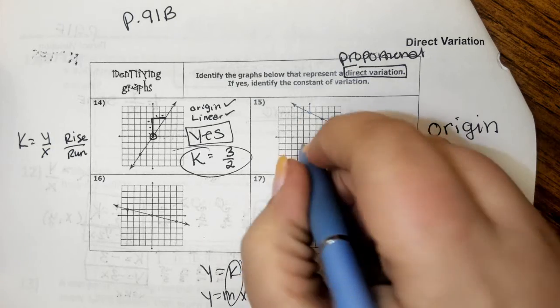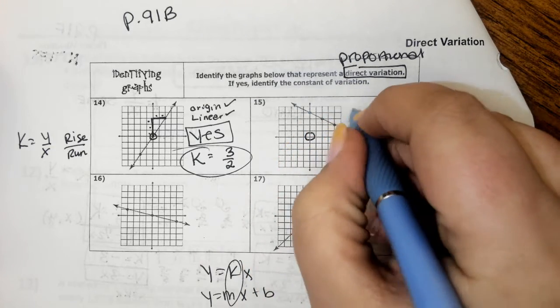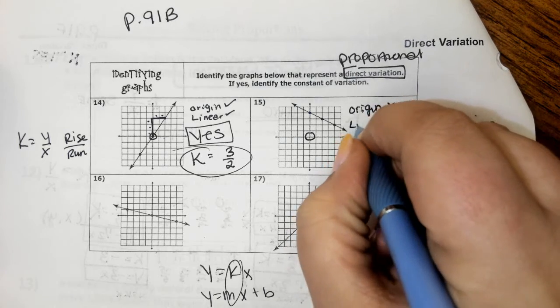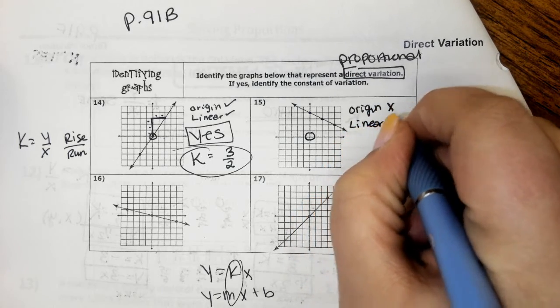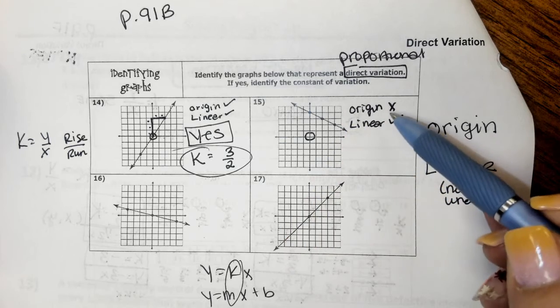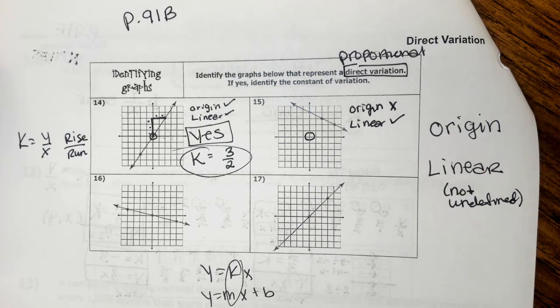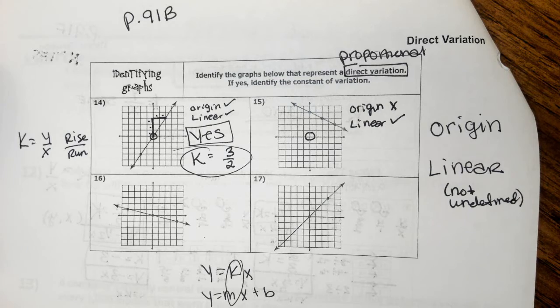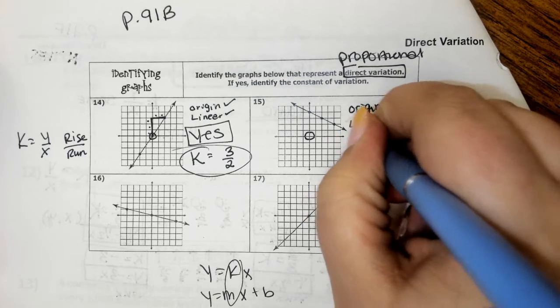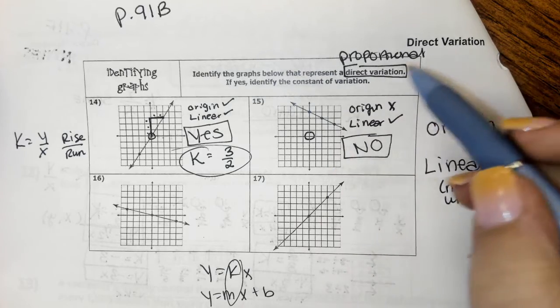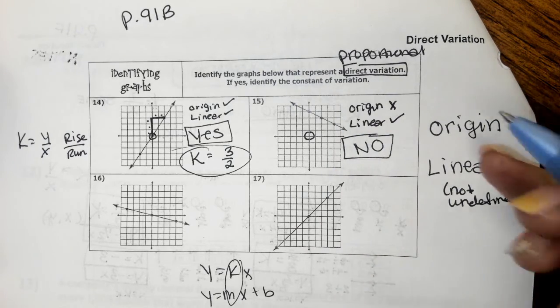Looking at number 15, this graph does not go through the origin, but it is linear. However, since it is not both going through the origin and linear, then this is no, not direct variation, or no, not proportional. If my answer is no here, I don't have to do anything else.